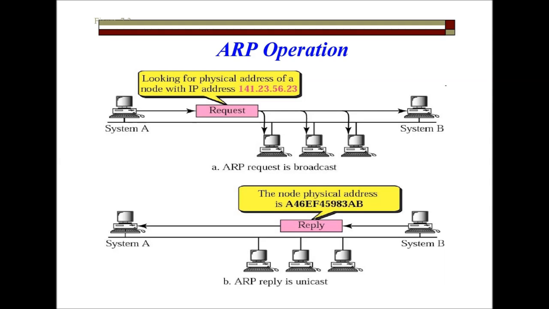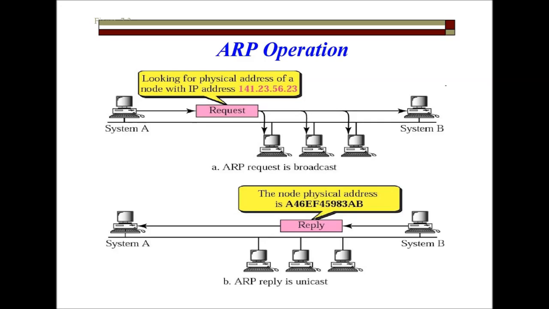ARP operation. So dear students, in this diagram you can see system A and system B, and the communication is between these two systems, and there are three computers between them. There are two diagrams in this slide. In diagram A, ARP request is broadcast. In the box you can see it is looking for the physical address of the node with IP address 141.23.56.23. If there are many systems in this network, this address will be implemented on a single computer. So that computer will reply. The request will be broadcast and the reply will be unicast.